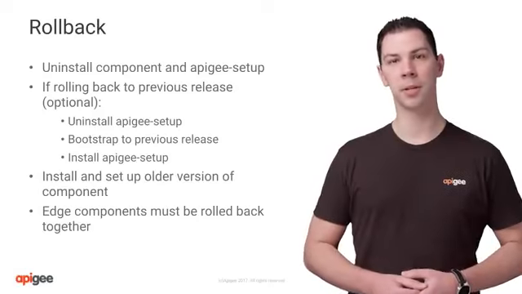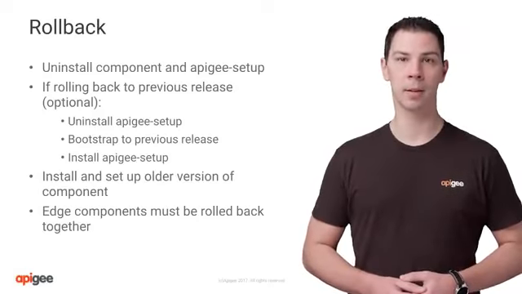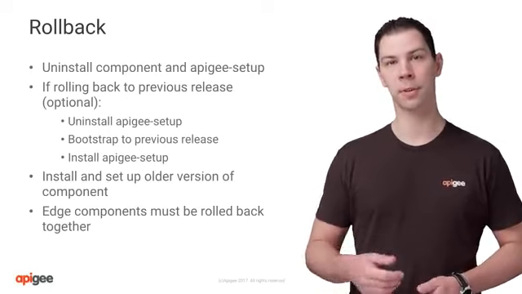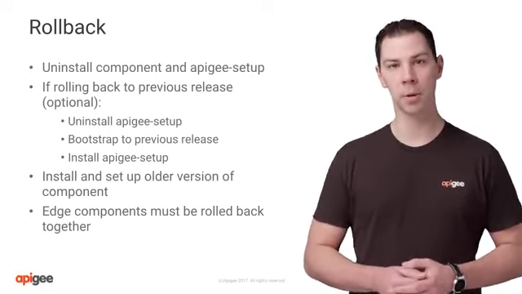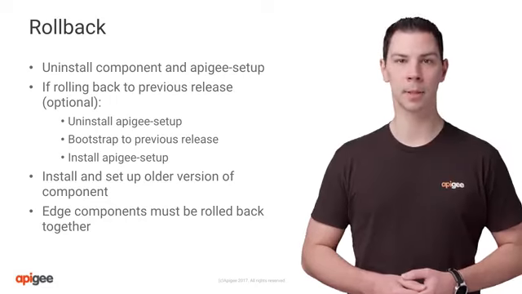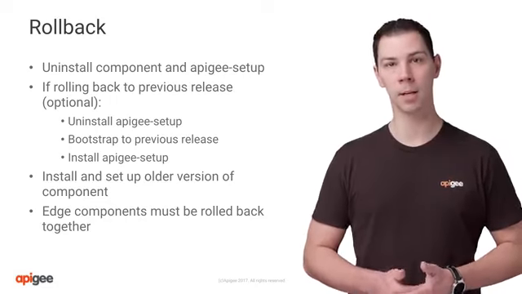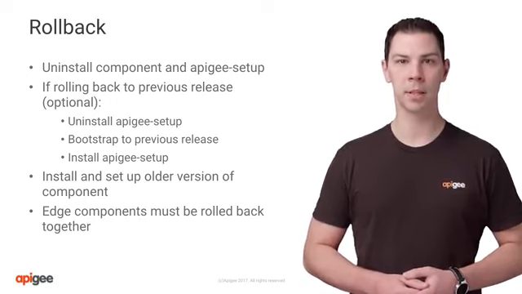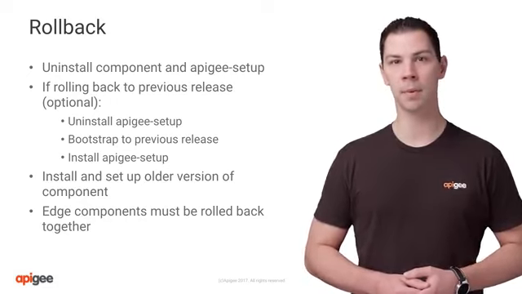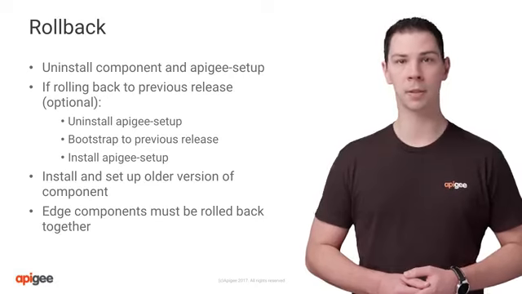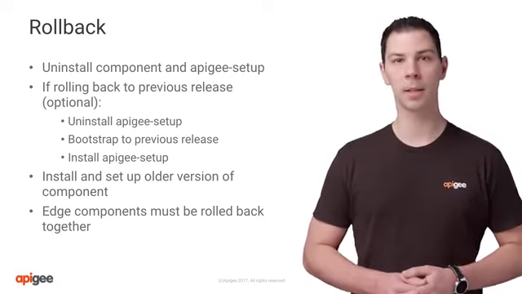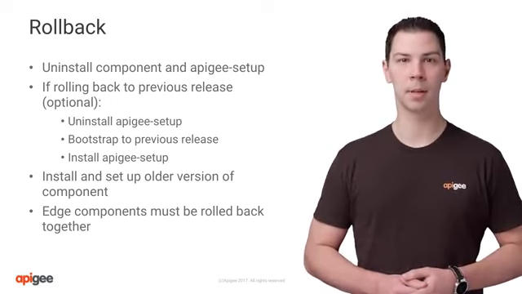There are two situations in which you may wish to roll back: rolling back to an older release and rolling back to an older version of the same release. In both cases, the rollback process is similar. You will stop and uninstall the existing component. If you are rolling back to a previous release, you will uninstall Apigee Setup, rebootstrap to the previous release, then reinstall Apigee Setup. Finally, you will install and set up the older version of the component.